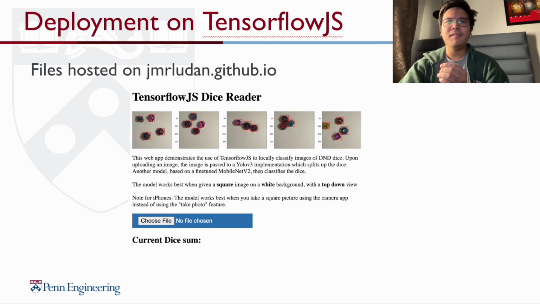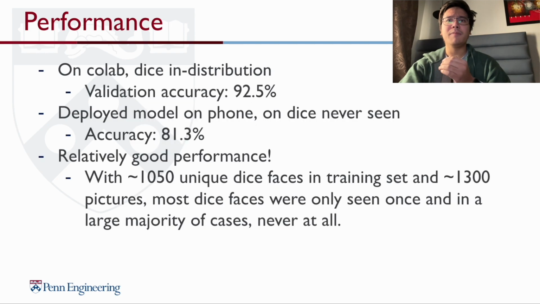Finally, to deploy the system, I converted both models into the TensorflowJS format to allow it to be loaded by devices visiting my GitHub page. Note here that the model is going to run locally once the browser downloads the models. The performance of the model is relatively decent. The deployed model, when evaluated on dice not included in the training set, has an accuracy of 81.3%. This is pretty good considering that the dataset is relatively small.